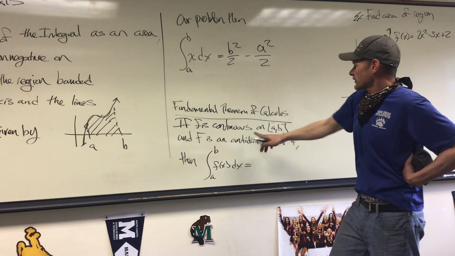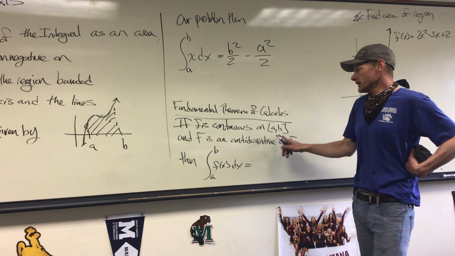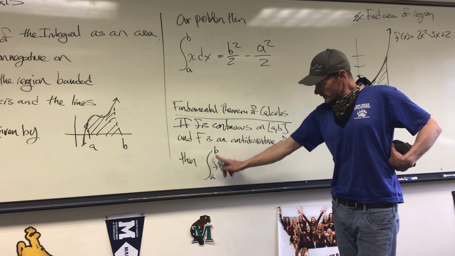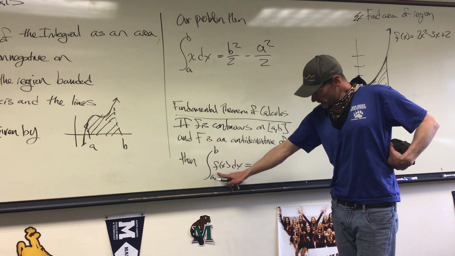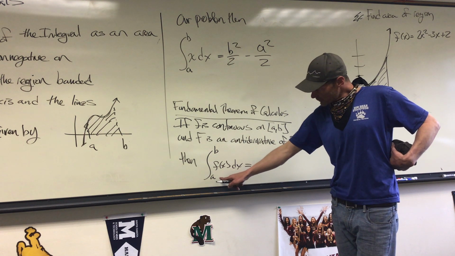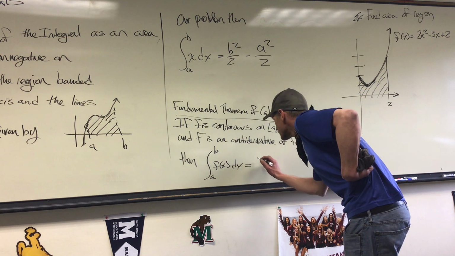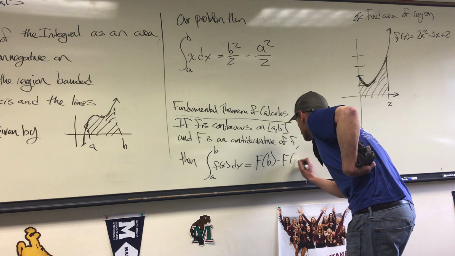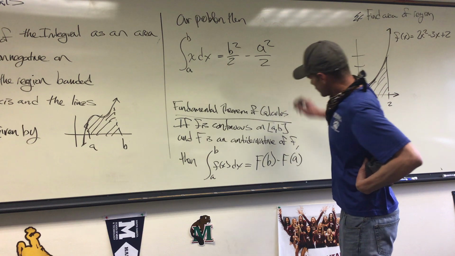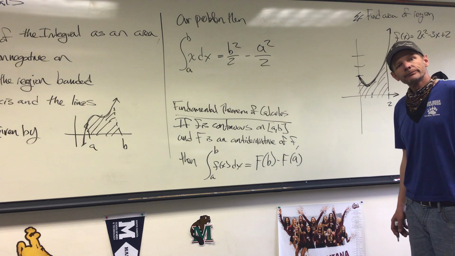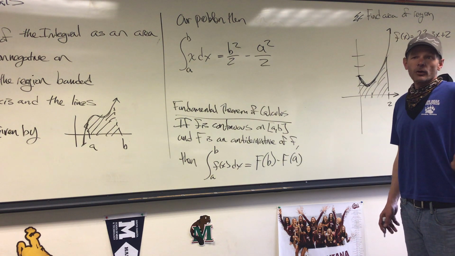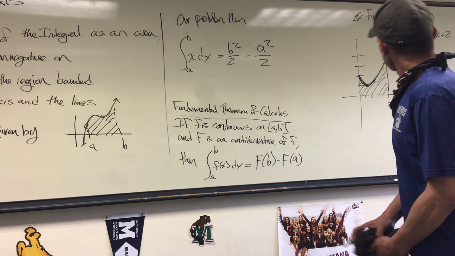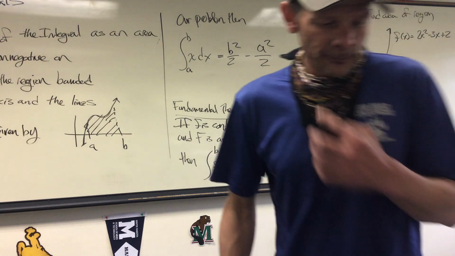It says if f is continuous on an interval [a, b] and F is an antiderivative of f, then the definite integral of f of x dx from a to b is given by F of b minus F of a. And that is the fundamental theorem of calculus. Okay? I did not prove it, but hopefully we walked through enough things that we're leading to suspect that it's true. Let's do an example.